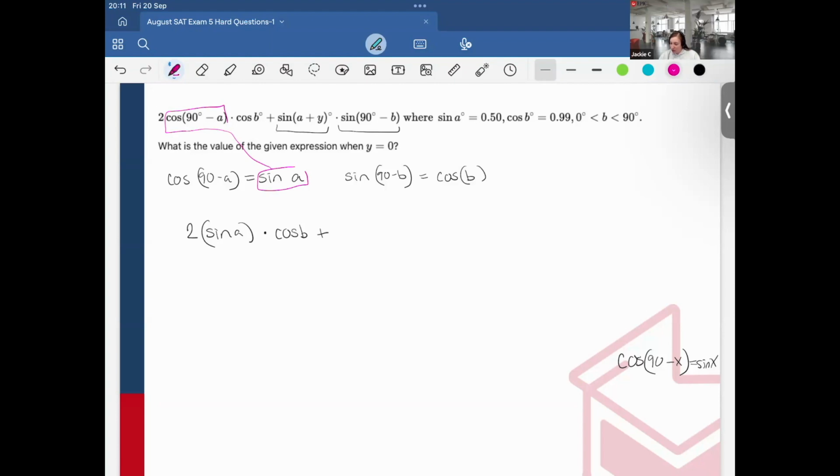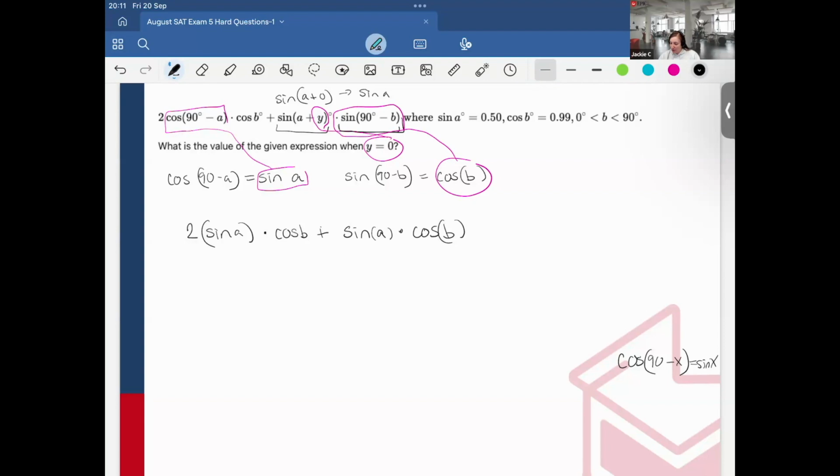So just to show this one too, it says when Y equals 0, put in 0 here. So this would be sine of A plus 0, which is the same as sine of A. So this would be sine of A. And then times sine of 90 minus b, remember I'm making this a cosine. So it's multiplied together, so times cosine of b.